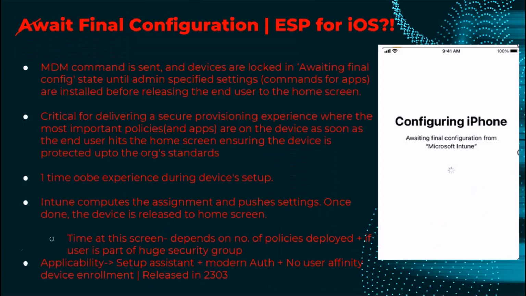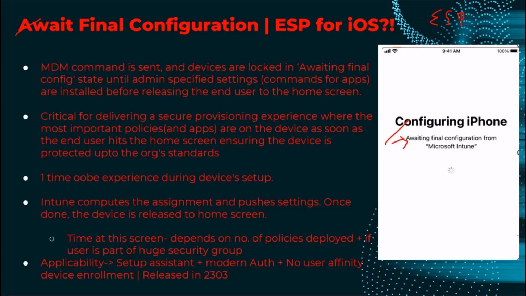Okay, the next mode that we are going to talk about is the await final configuration mode, and think of this mode as the actual ESP for iOS devices. So until the actual security policies and all the important policies come down to the device, you will see that the device shows this screen which says awaiting final configuration from Microsoft Intune, and it is not letting you go to the home screen.